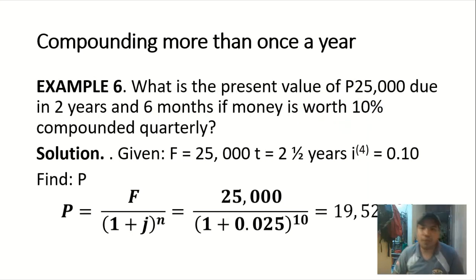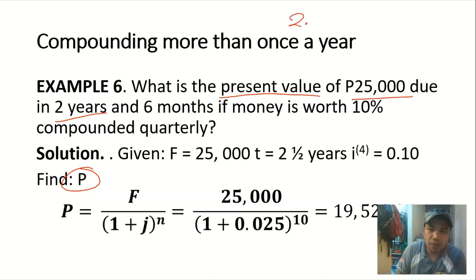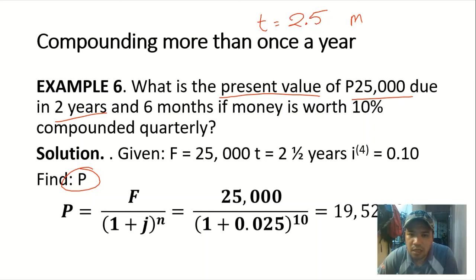Last example, what is the present value of 25,000? So, given that present value ang missing, kaya P, of 25,000 due in 2 years, 6 months, if money is worth 10%. So, 2 years and 6 months, ang 6 months is 1/2, so ibig sabihin 2.5. Ang T natin is 2.5. Compounded quarterly, so 4. Ang I natin is 10%, kaya 0.10.